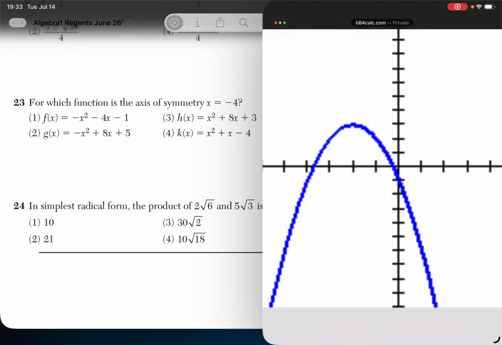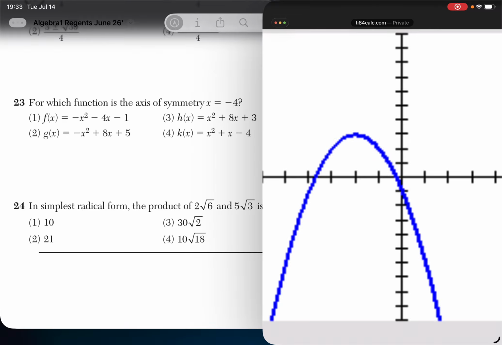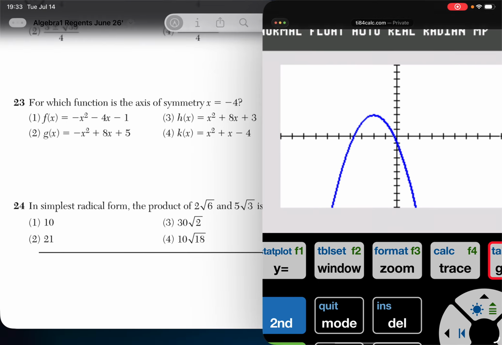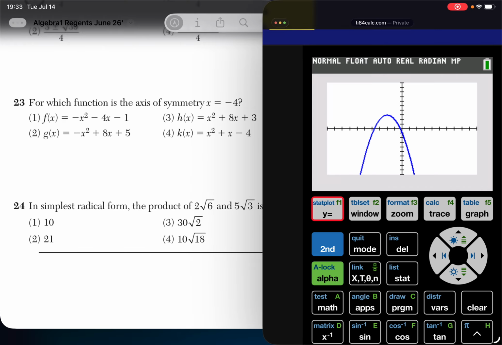The axis of symmetry is if we split this directly down the middle and we were to fold it over and it makes the perfect match. If you notice, that axis of symmetry is actually going to be negative 2, because that's where that middle point meets. So let's try it again with the next one.